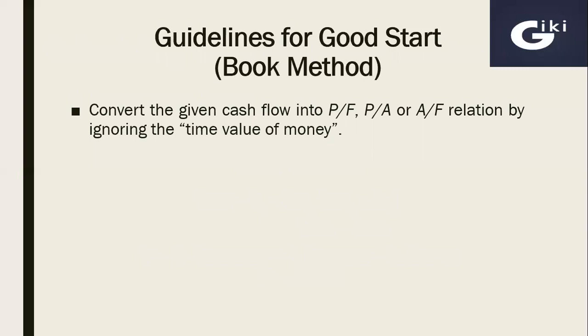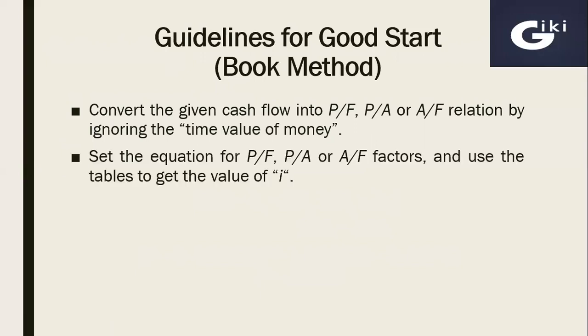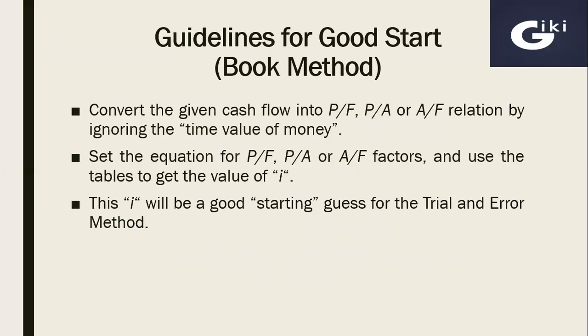First of all, we have to convert the given cash flow into P over F, P over A or A over F relation by ignoring the time value of money. Here, keep in mind that according to the book method, we have to ignore the concept of time value of money and write the equation on the basis of present worth, annual worth, or future worth relation. Then we'll set the equation with P over F, P over A, or A over F factors and use the tables to get the value of i. This i will be a good starting guess for the trial and error method.